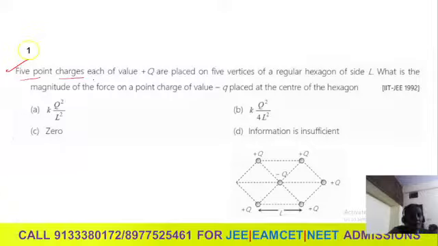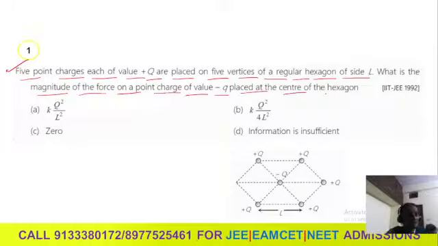There are 5 point charges, each of value plus q, placed on 5 vertices of a regular hexagon of side L. What is the magnitude of the force on a point charge of value minus q placed at the center of the hexagon? 5 charges placed at the vertices of a hexagon, and the minus q charge is placed at the center of the hexagon.